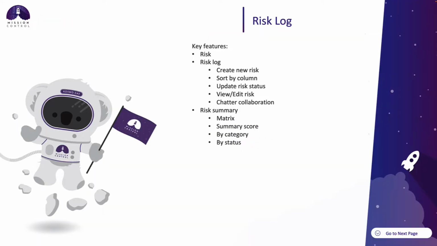In Mission Control, there's a standalone tab where we can access risks relating to projects, and this is in the risk log tab. Over here you'll not only find a place to add, update or delete risks, but you will also find a lot of useful information like the risk matrix, the risk summary, and graphs sorted by category or by status. We also have the option to sort risks by column headings, and to collaborate via chatter. So let's have a look.